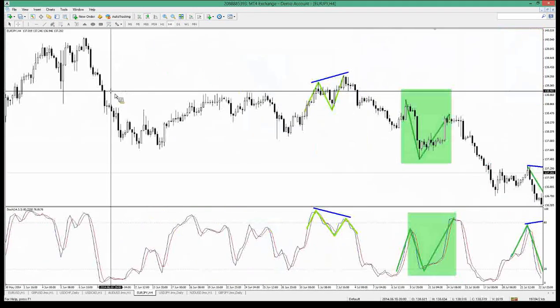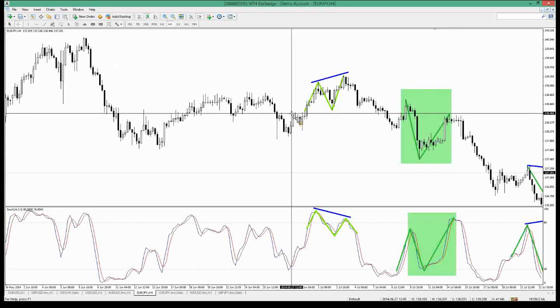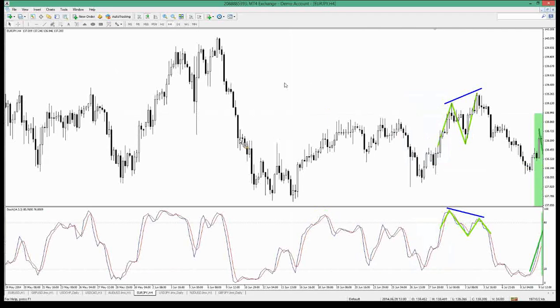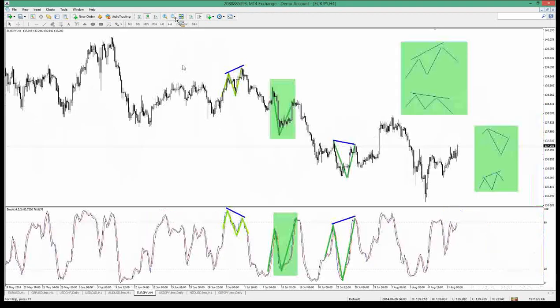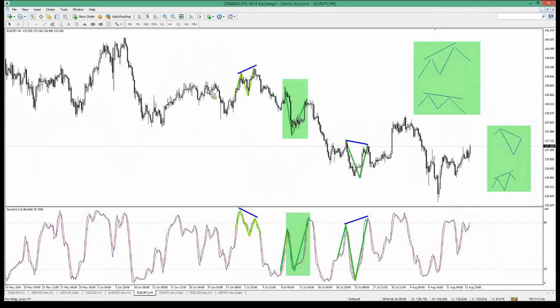When we're range bound, that's when you start finding a bit of bother, as well as when we come to the end of a trend. So it's not a be-all and end-all indicator, unfortunately, but it does work exceptionally well.